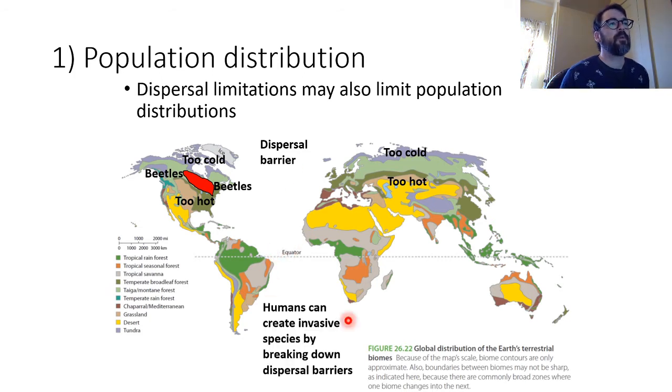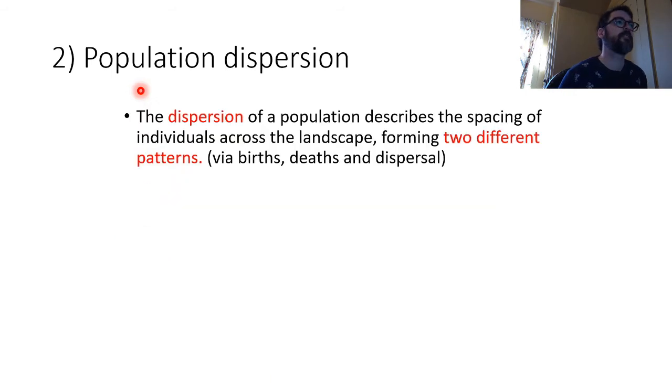And so this is a bit of an aside, but if you've heard of invasive species, humans create invasive species by breaking down dispersal barriers. So that's distribution. And don't get confused, dispersal is not one of the 3Ds. It's a population level process that leads to the sort of spatial and temporal patterns of populations.